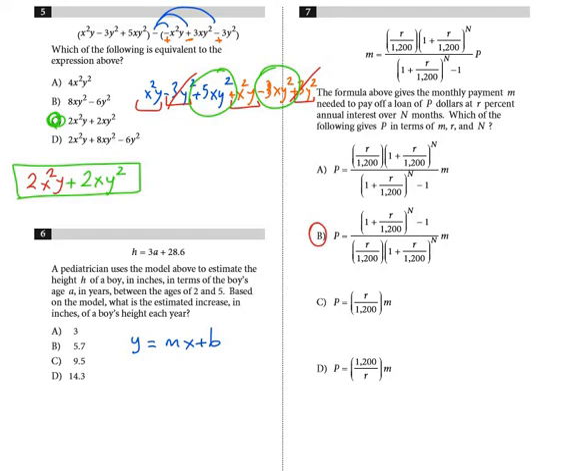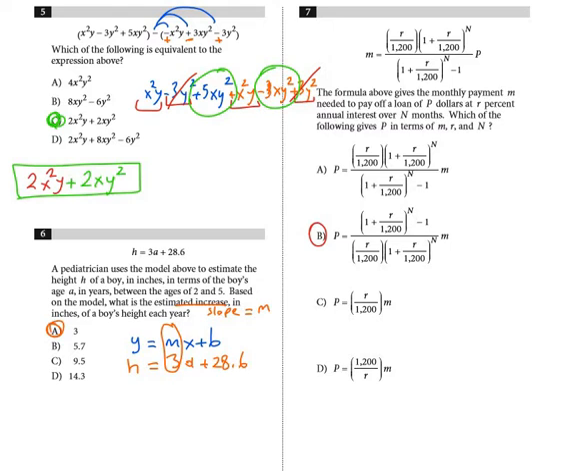So the equation given above is like h equals 3a plus 28.6. And they want to know what is the estimated increase. So increase means the slope, and slope is the m. So in this equation, m is 3 if we match up each component. So the increase in height will be 3 inches.